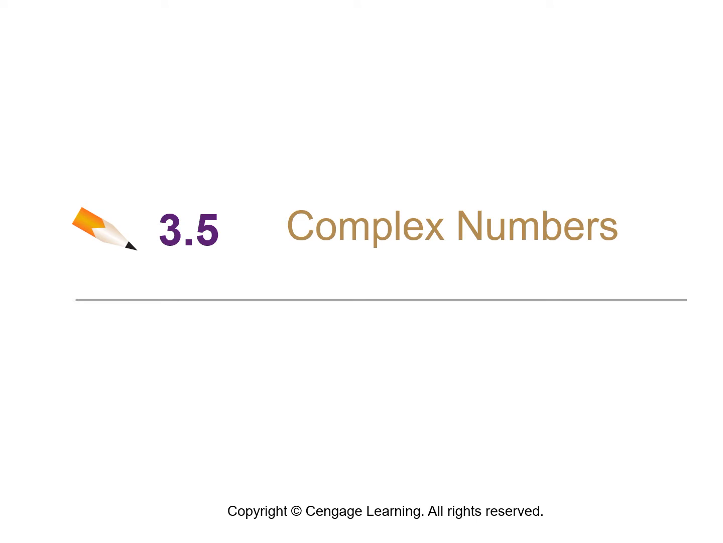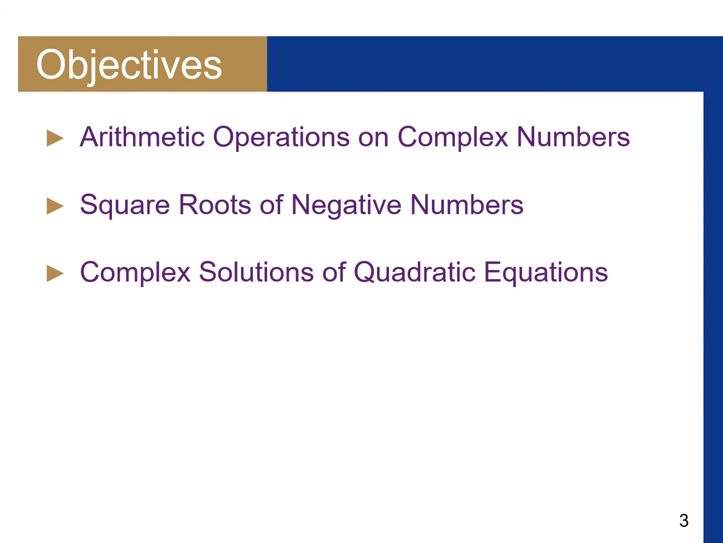Complex numbers. So far we have looked at real numbers and we've looked at branches of real numbers, but we have not looked at imaginary numbers. When you put imaginary numbers with real numbers, you get the complex number system. So we're going to look at arithmetic operations on complex numbers, square roots of negative numbers, and complex solutions of quadratic equations.